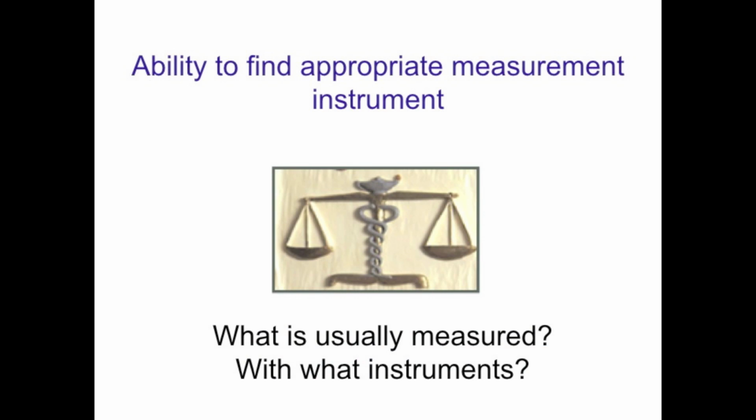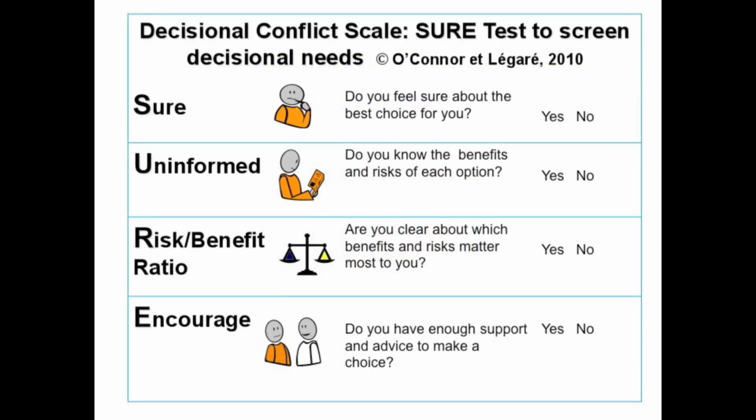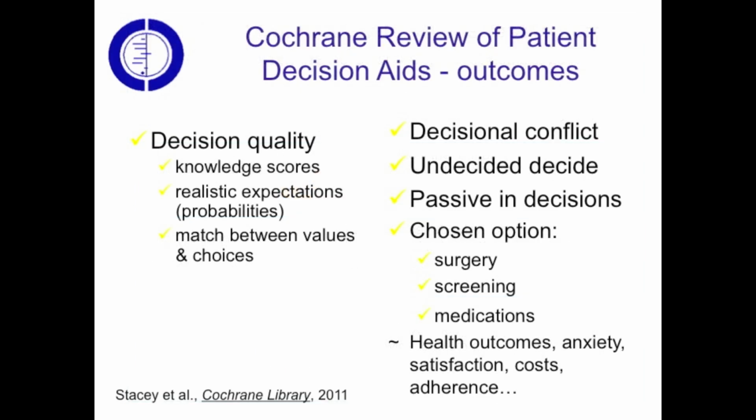So the next big challenge is you need to be able to measure it. So how do we find a measurement instrument? And so I'm going to talk a little bit about what is being measured and what are some examples of instruments. So Annette's already talked to you about the decisional conflict scale or the SURE test that screens for decisional needs. But there's lots of others that are being used.